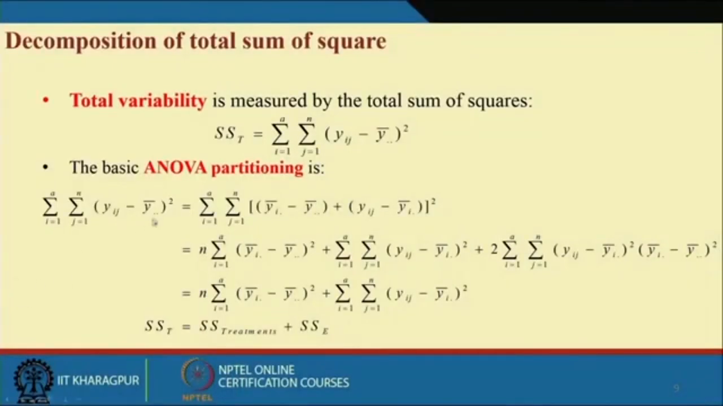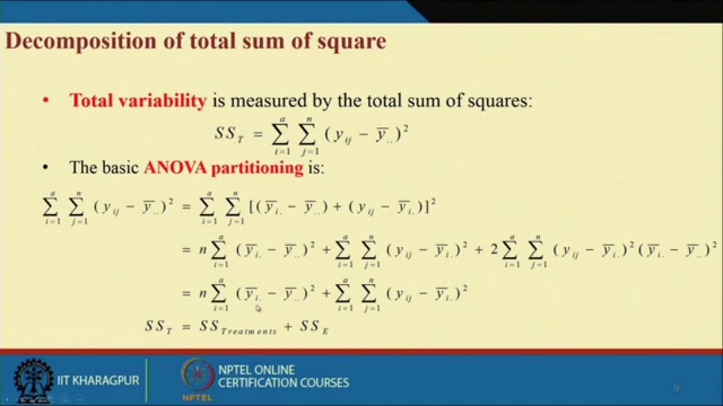What will happen if you expand this? Now, see the slides. See, what I have written here, i equal to 1 to a, j equal to 1 to n, this square. When you take the double sum, the left hand side is becoming n times the sum over i equal to 1 to a of yi dot bar minus y double dot bar square, plus this double sum. When each of the observations is subtracted by the grand mean, squared and summed up, this is the sum square total, SS total.